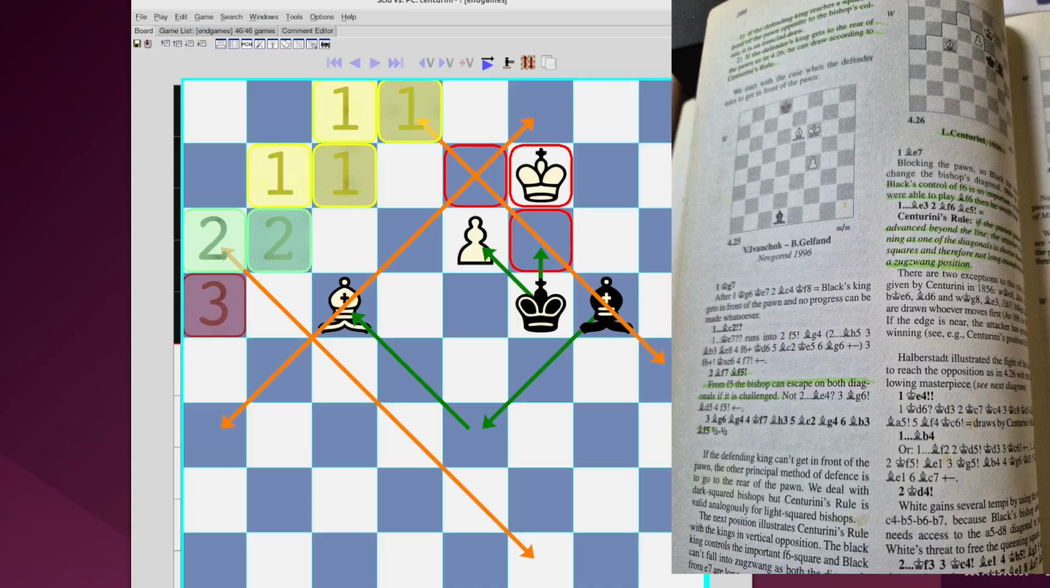If we go across to the second column, Centurini's rule: if the passed pawn has advanced beyond the line, the attacker is winning as one of the diagonals is shorter than 4 squares and therefore not long enough to avoid a zugzwang position. Kind of what we've been saying. So that 1856 diagram there at the top right column is a draw because both diagonals are long enough in that position.